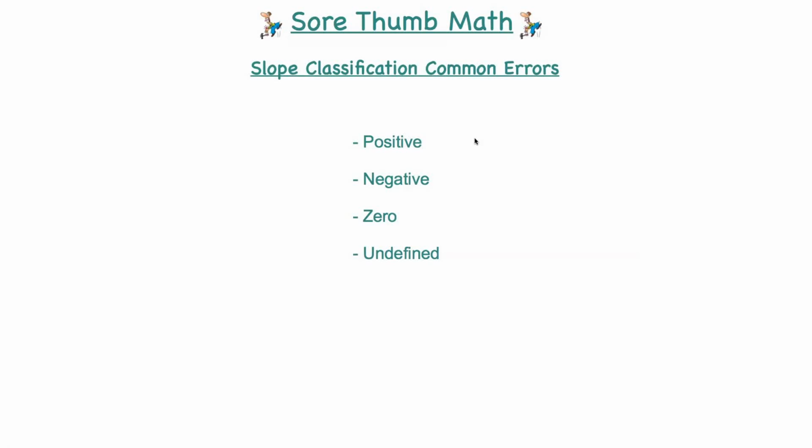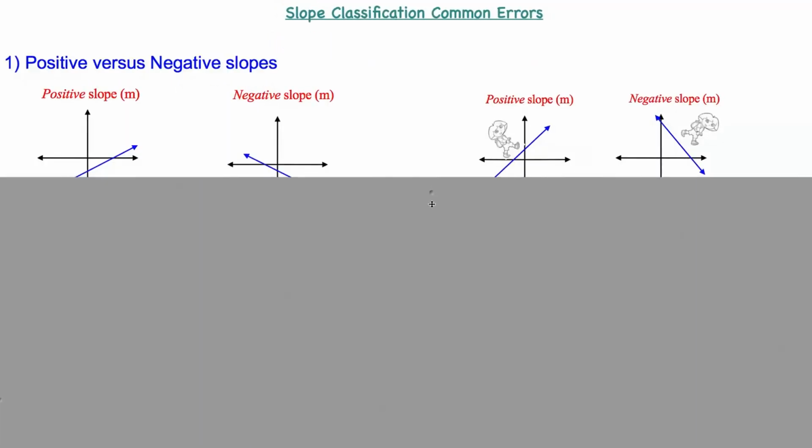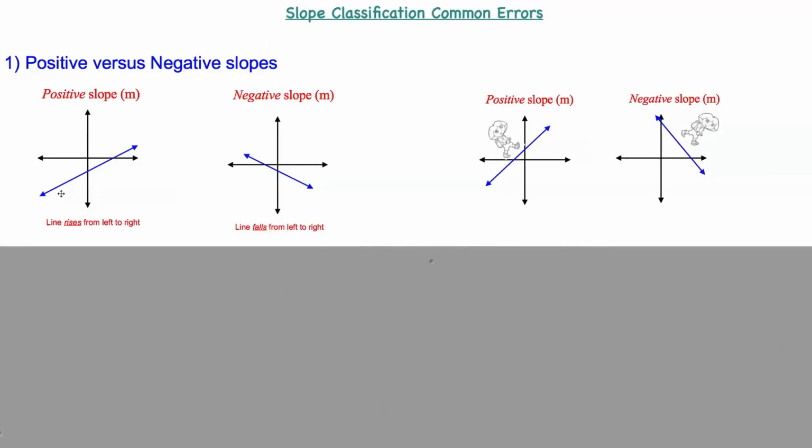The following are common errors made when trying to determine whether a line has a slope that is positive, negative, zero, or undefined. The first error usually occurs in trying to determine the difference between a positive versus negative slope. A positive slope rises from left to right, as opposed to a negative slope which falls from left to right.